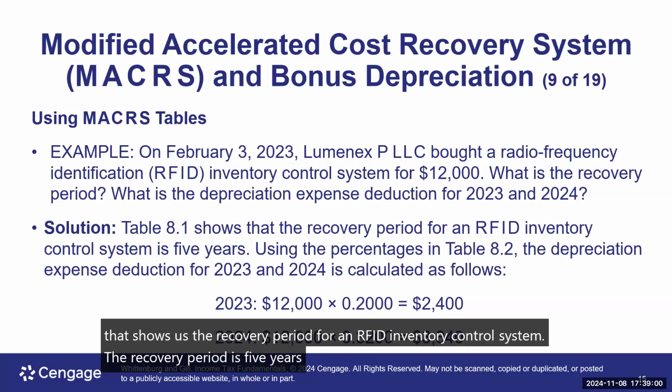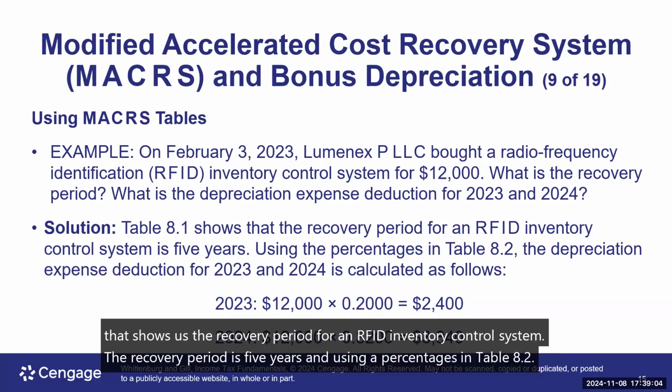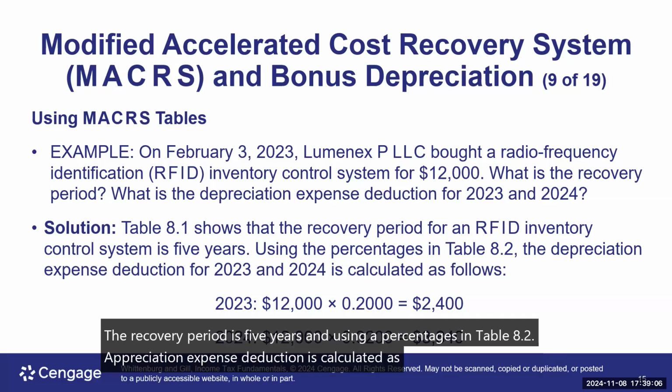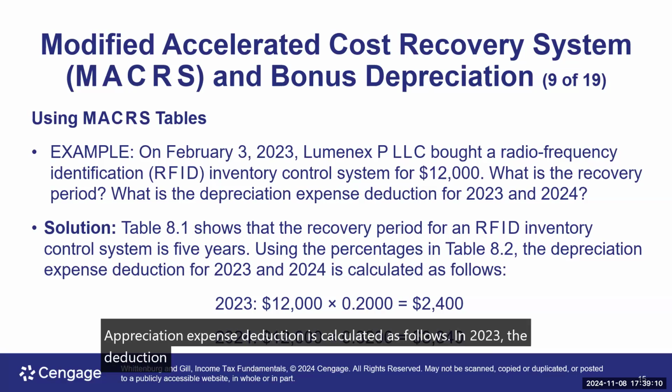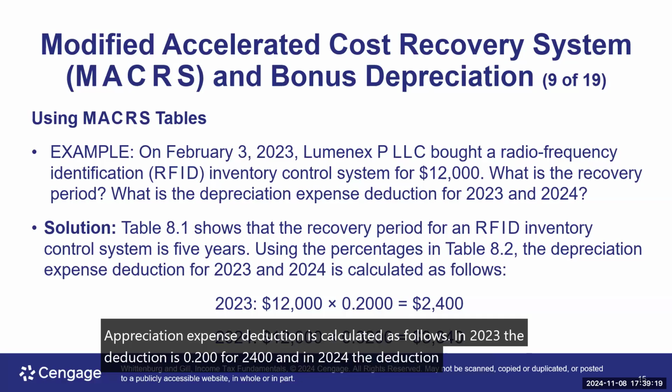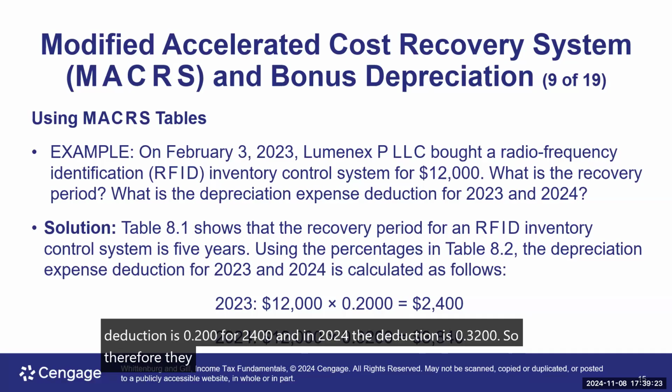And using the percentages in table 8.2, the depreciation expense deduction is calculated as follows. In 2023, the deduction is 0.200 for $2,400. And in 2024, the deduction is 0.3200. So therefore, they would claim depreciation of $3,840.